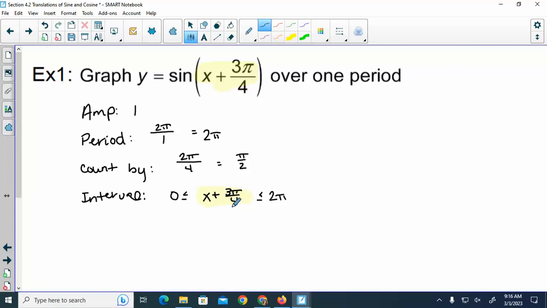So if I wanted to get the x by itself, we would subtract the 3 pi over 4 from everything. So I get negative 3 pi over 4 less than or equal to x is less than or equal to, you can use a calculator if you need to, 2 pi, that's like 8 pi over 4 minus 3 pi over 4, which is 5 pi over 4.